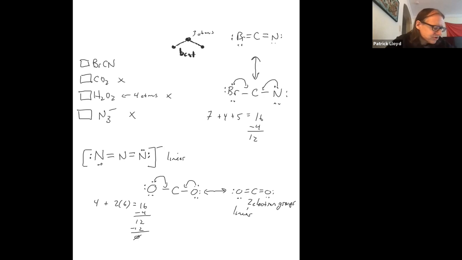Okay, there's still only 2 groups around the central atom. That's linear. So no, none of them in that particular case are bent. There you go. None of them. Interesting. Okay. So let's try another one.